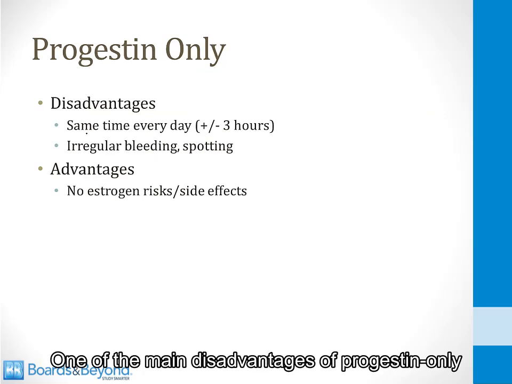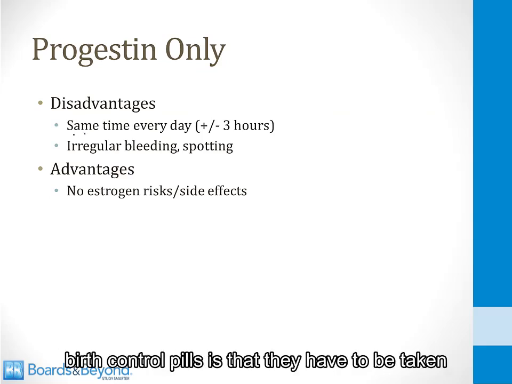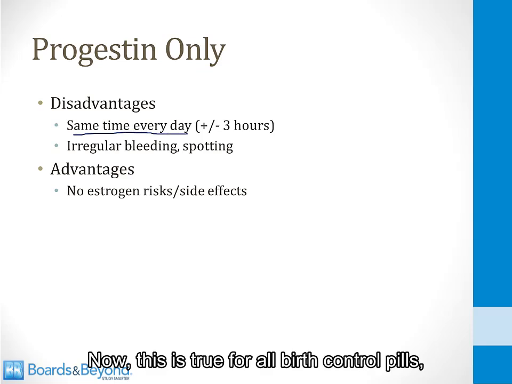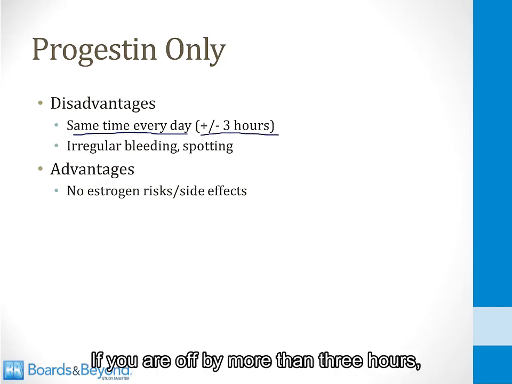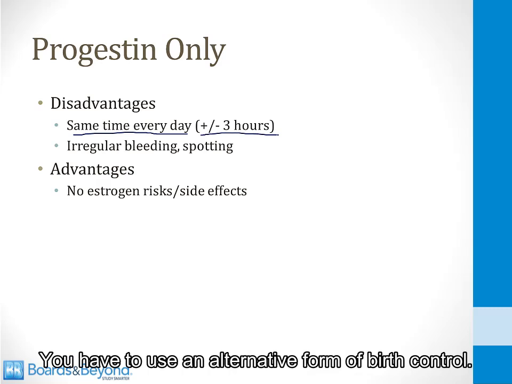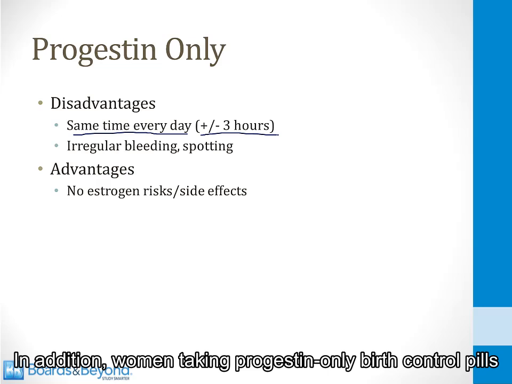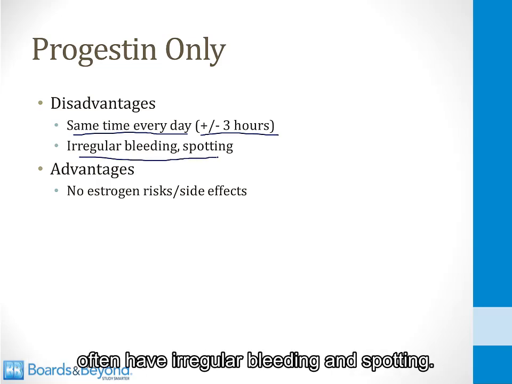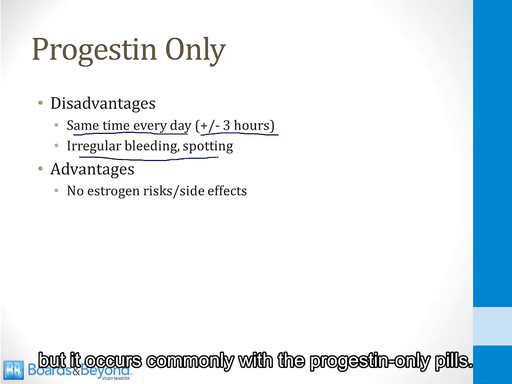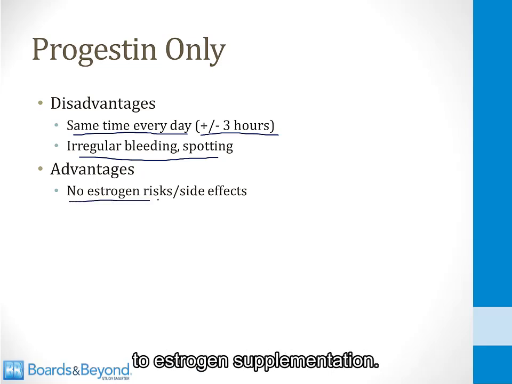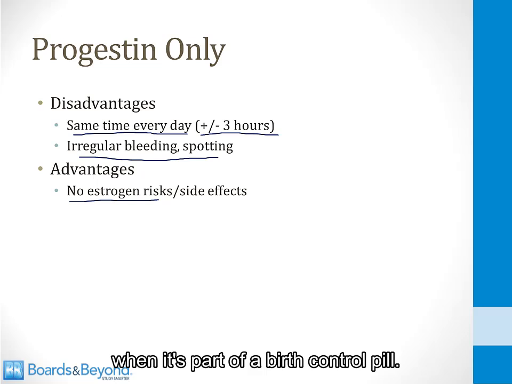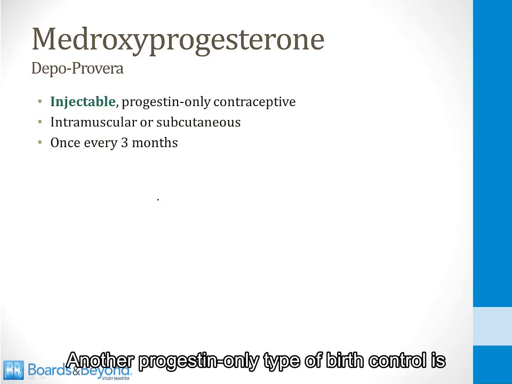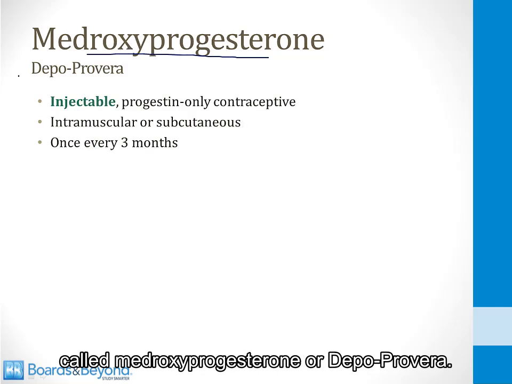One of the main disadvantages of progestin-only birth control pills is that they have to be taken at the same time every day. Now, this is true for all birth control pills, but it's especially true for the progestin-only pills. If you are off by more than 3 hours, you can become pregnant and you have to use an alternative form of birth control. In addition, women taking progestin-only birth control pills often have irregular bleeding and spotting. This can occur with any birth control pills, but it occurs commonly with the progestin-only pills. The advantage of these pills is that there's no exposure to estrogen supplementation. We'll talk about this in a minute, but estrogen carries certain risks and side effects when it's part of a birth control pill.